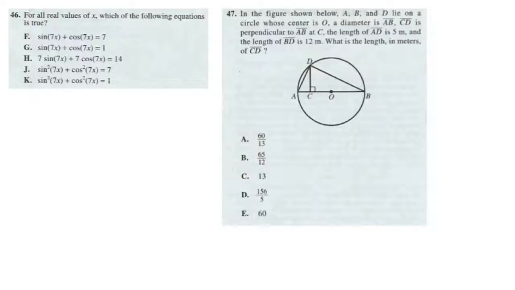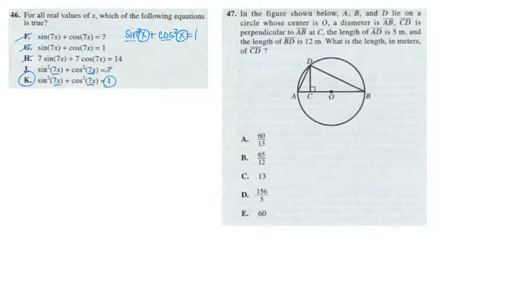All right, so for number 46, we are dealing with a trigonometric identity. The identity they are testing us on here is sine squared of x plus cosine squared of x, and that's equal to 1. Now, this is always true when these two angles are the same. So really that's going to narrow us down to J and K. And then we notice that here we have the same angles, but this one's equal to 7, but it's always equal to 1, so my answer is K.